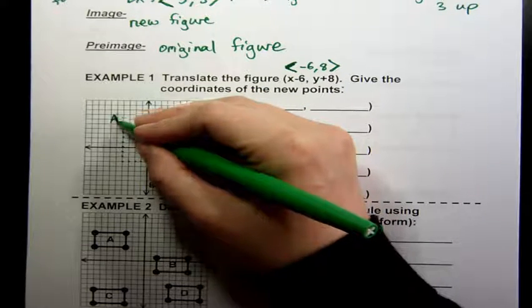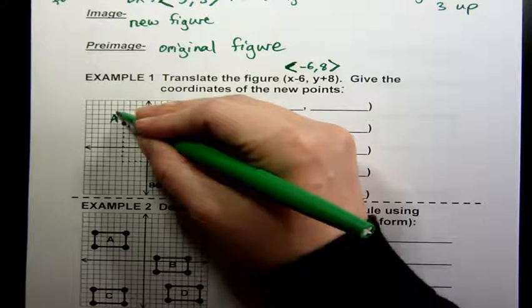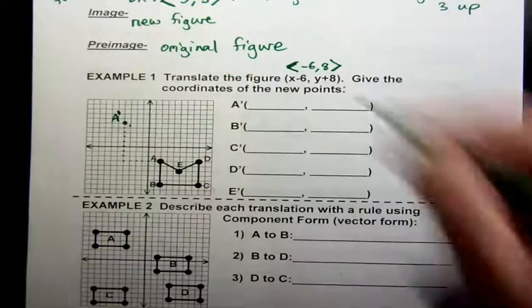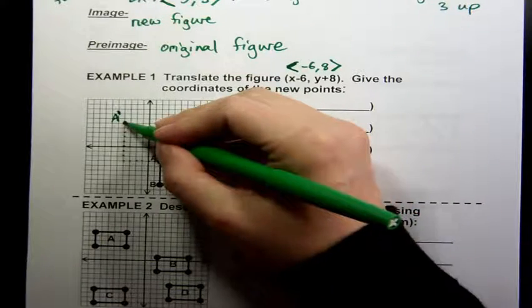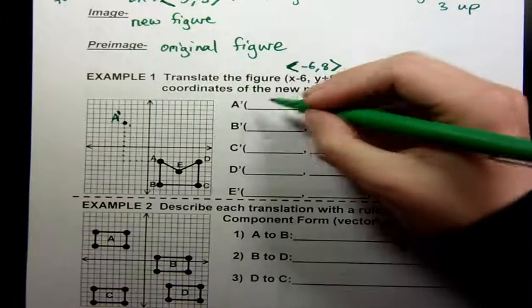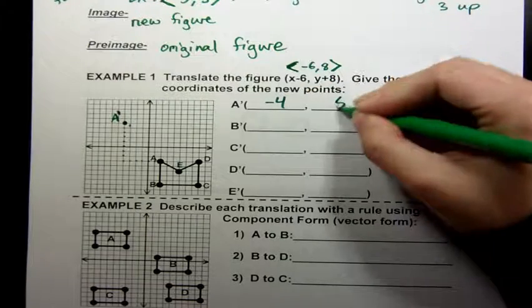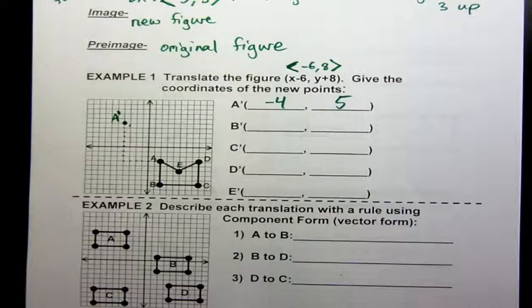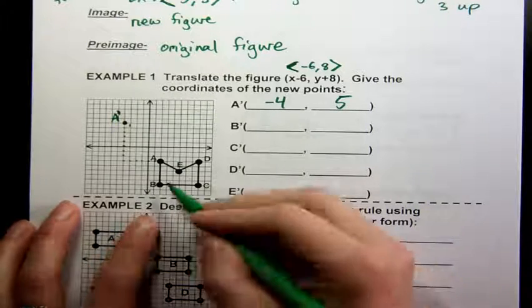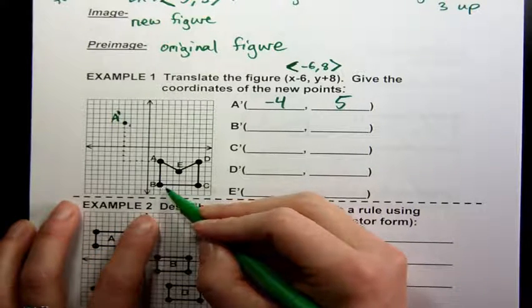So the new figures always have the apostrophe or a little markup here, and that's called prime. And then I can label my point. What are the coordinates of this point now? -4, 5. So some people like to just count it out and graph it. Some people like to label the original point. So what are the coordinates of original B?